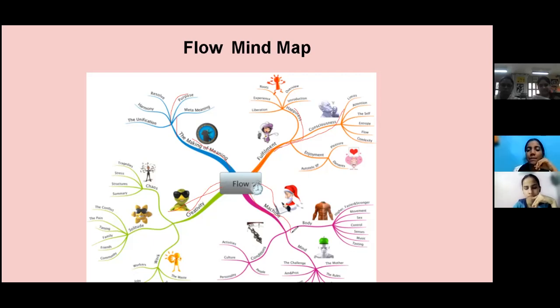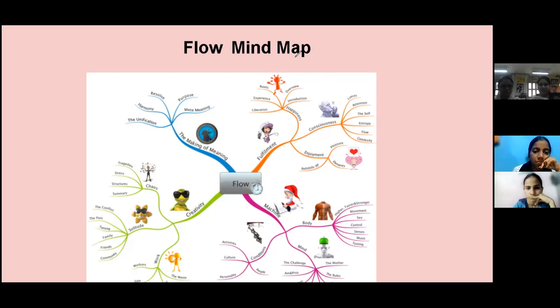Electronics, everything can come. An electronic watch, yes or no? An electronic toy, everything which comes under electronic, so that is a bigger term. So there we can use the flow mind map, where the concept is big and where you have to branch out. There are a lot of branches and sub branches to it. You can use a flow mind map. Okay, fine.